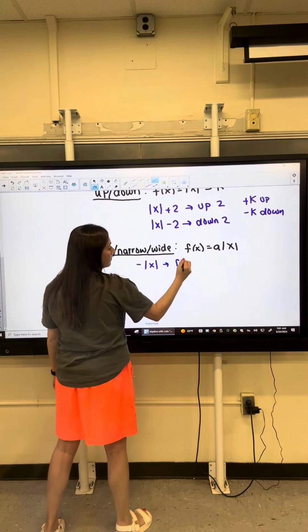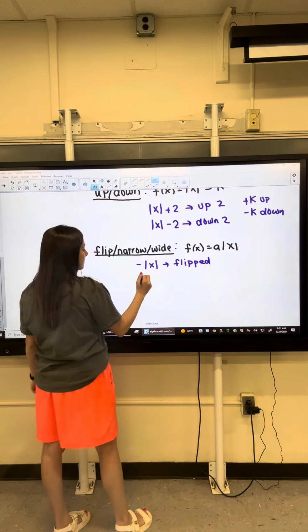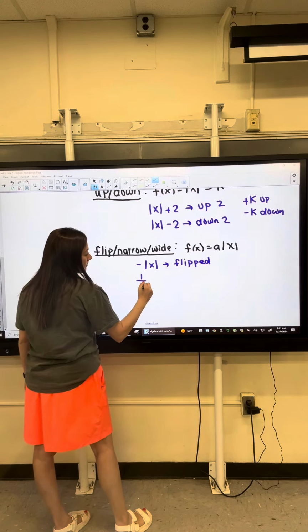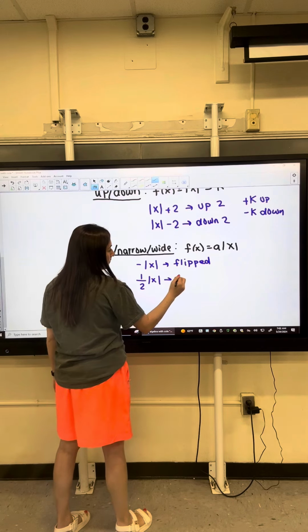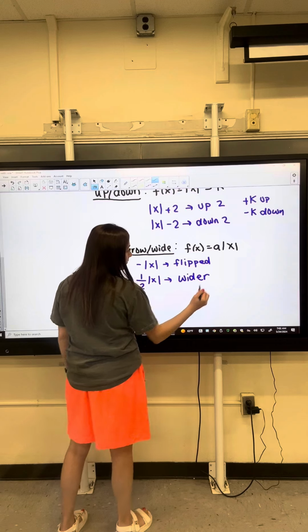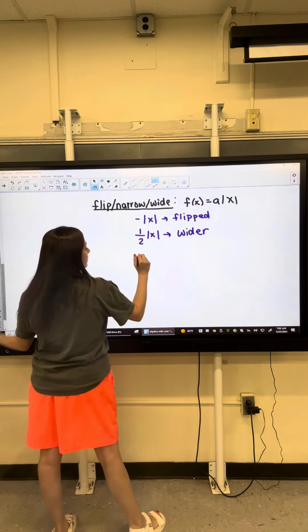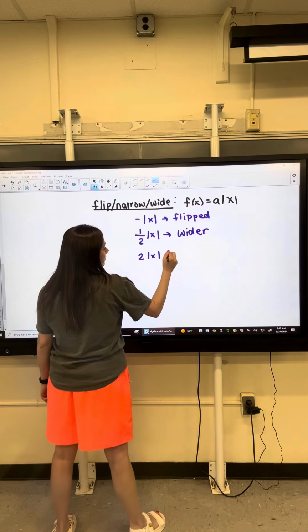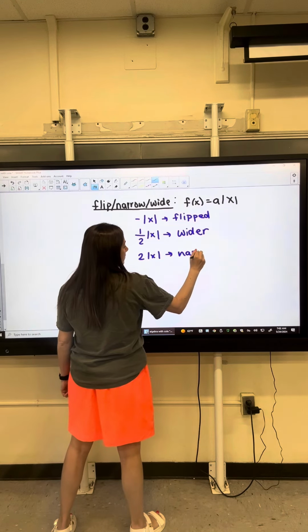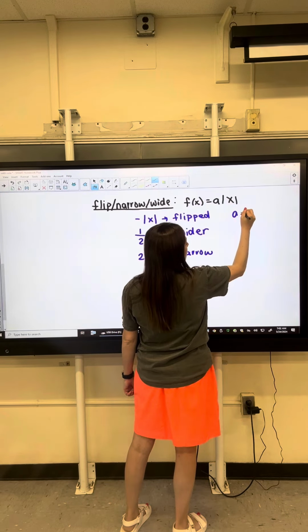When there's a negative absolute value of x, that's going to flip it upside down. Okay? When there is a number in front of the absolute value of x, so in this case, a fraction, 1/2 absolute value of x, that's going to make the graph wide. It changes the slope. And then when we have a whole number that's not a fraction in front of the symbol, so 2 absolute value of x, that's going to make the graph narrow. Okay? So our little cheat sheet over here.